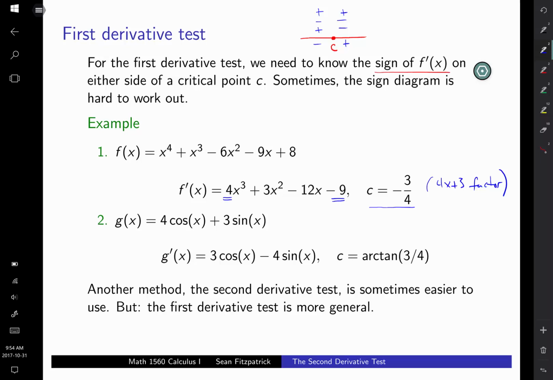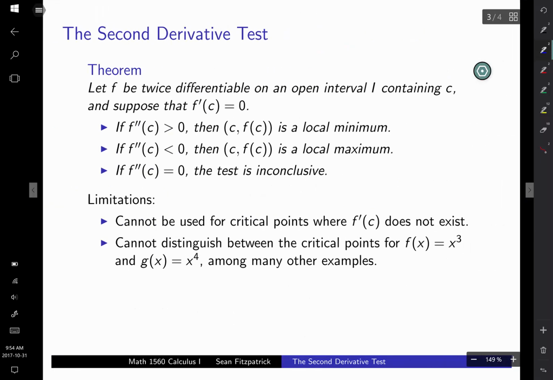The other one, well, the critical number happens at a point that isn't all that nice to work with, arctan of 3 over 4. You could use test values to work out a sign diagram, but again, it might be easier to look at the second derivative test, if you know what that is. So let's explain how the second derivative test works.